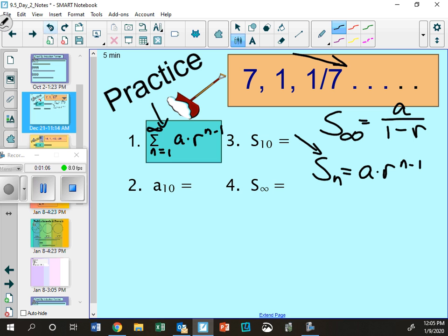It's just that I should replace a with what? A is 7. And I should replace the r with, what is the r in this case? Yeah, you take that divided by that, which is 1/7, to the n minus 1. I need a variable in it so that I can find the first term, and the second term, and the third term. Raise your hand if you set up that sigma properly. All right, that's less than half of you. We need to do another practice on that.